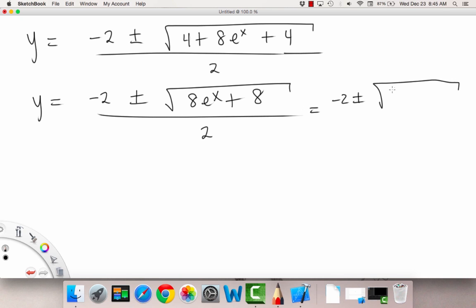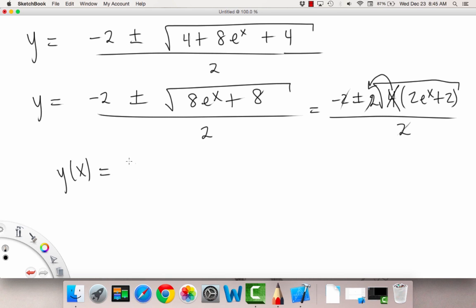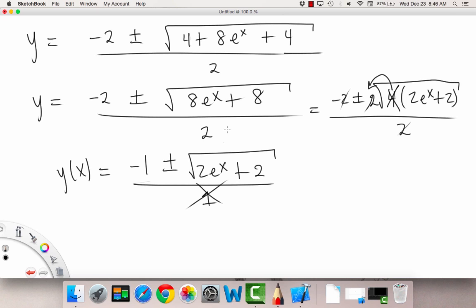And then actually, let's just pull out a 4 for this case, because that's all that's going to come out anyway. So then we're left behind with a 2e to the x plus 2. And this is over 2. And the square root of 4, this 4 can come out as a 2. Okay, and then we can cancel those out with the denominator there. So we ultimately get that y of x is equal to negative 1 plus or minus the square root of 2e to the x plus 2, and then over 1, which we don't even have to write anymore. So now you might be thinking, okay, we're done, right?